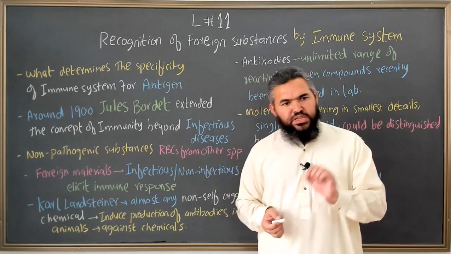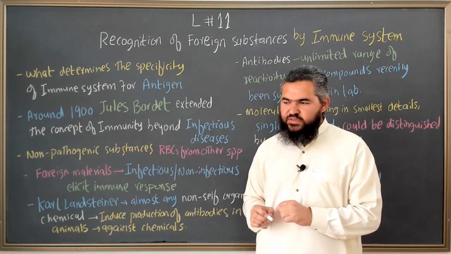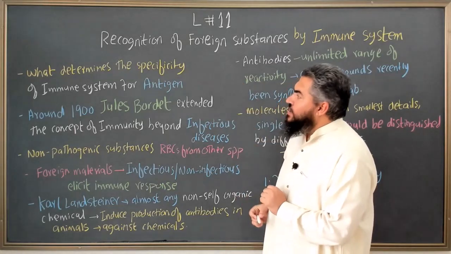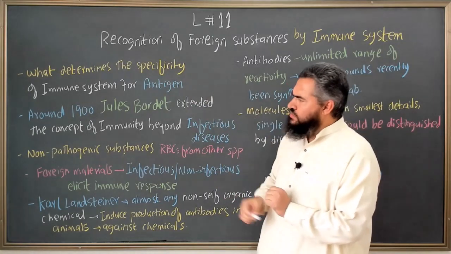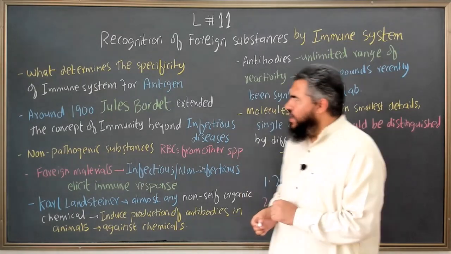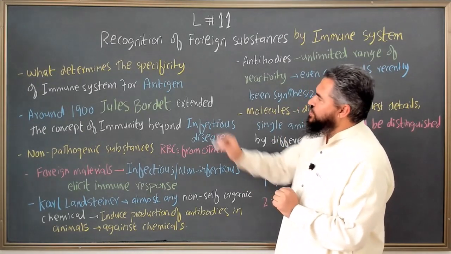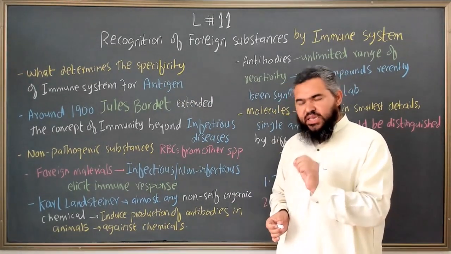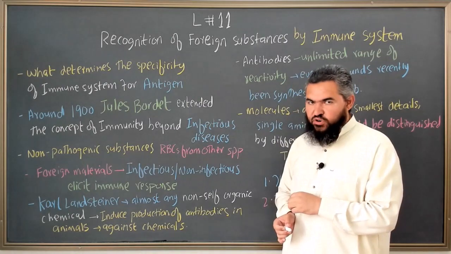Now, it was established that we need the humoral as well as the cell-mediated immunity, but for the early immunologists, there was, you can say, an enigma going on: what determines the specificity of the immune system against an antigen? And when we use this term antigen, it can be any substance that elicits an immune response in a living organism. So they were confused about what determines the specificity of the immune system against the antigen. The second thing that the early immunologists believed was that the immune system only gets activated when the infectious agent enters into the living organism.